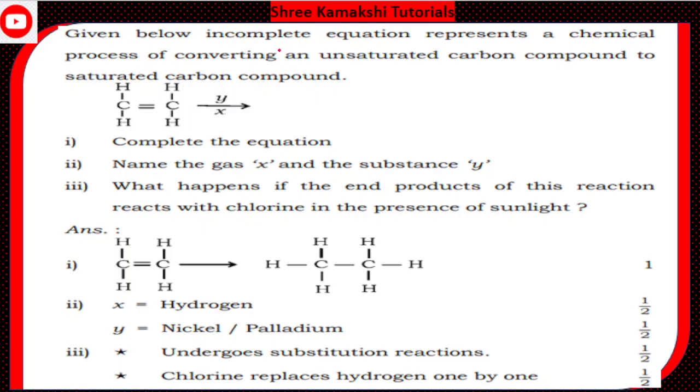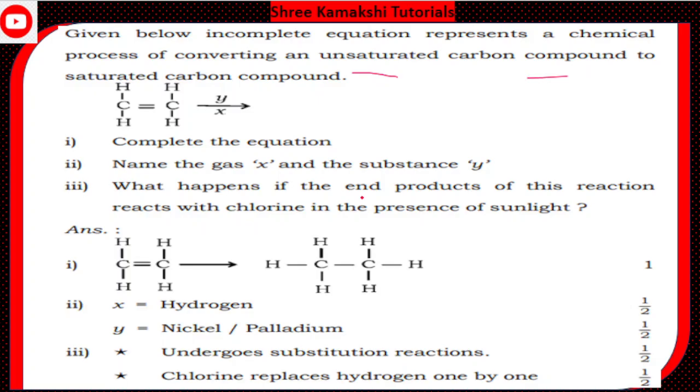Given below, the incomplete equation represents a chemical process of converting an unsaturated carbon compound to a saturated carbon compound. That is C double bond C, here is H, here is also H, that gives, here is X, here is Y. Complete the equation. Second: name the gas X and substance Y.